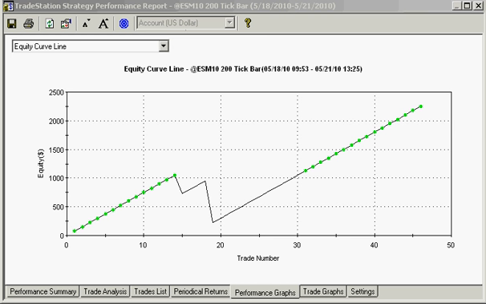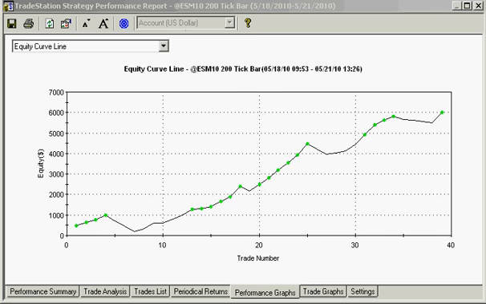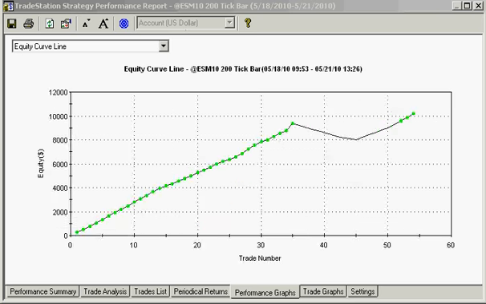Here's another strategy. This is actually a single strategy on one chart that's producing these results. Here we have several strategies on one chart. And again, the same here. And then finally back to where we were before.